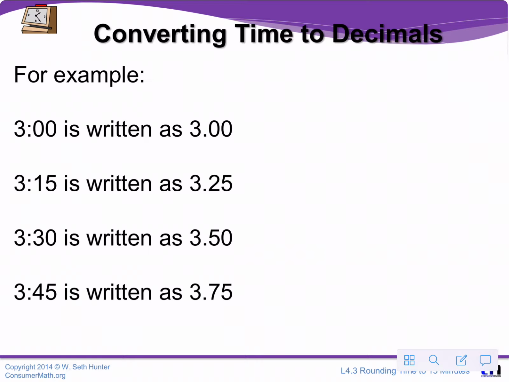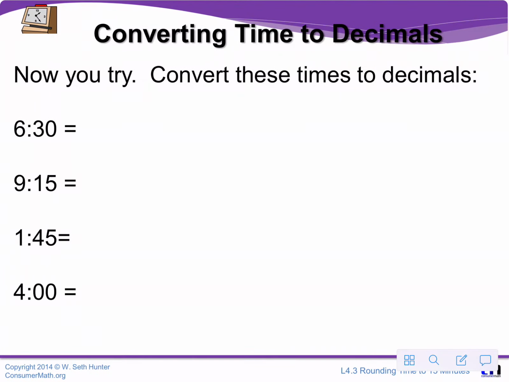Okay, what we're going to do right now is convert these times to decimals. So 3 hours is written as 3.0. 3:15 is written as 3.25, and 3:30 is written as 3.5, and 3:45 is written as 3.75. Now you'll try to convert these times into decimals.